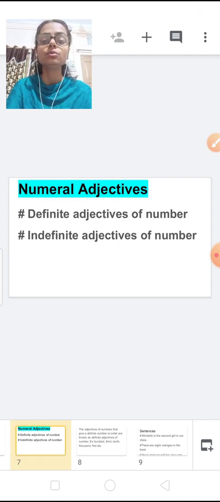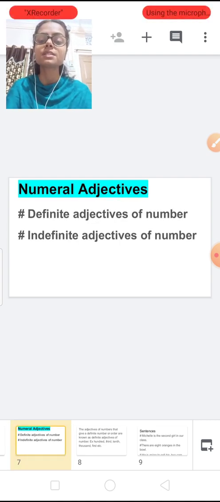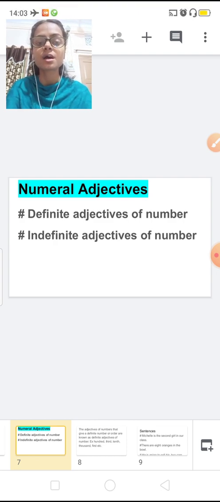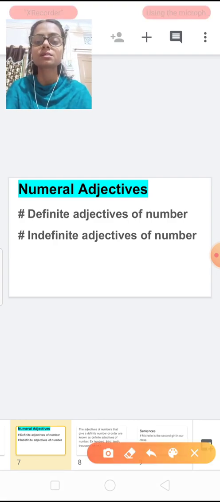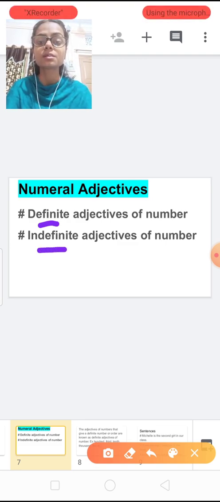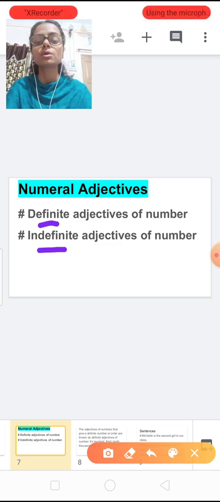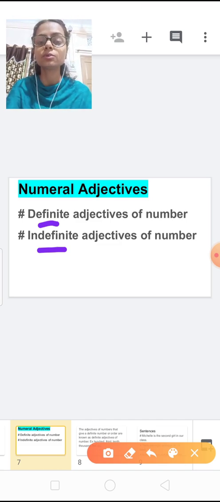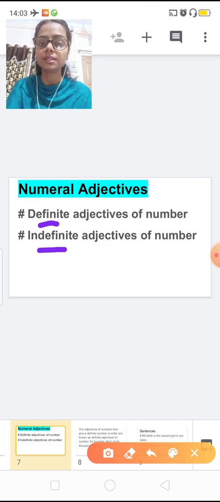Okay, numeral adjectives. Basically our numeral adjectives are divided into 2 parts: definite adjectives of number and indefinite adjectives of number. Now one by one I am going to tell you the definition of these 2.